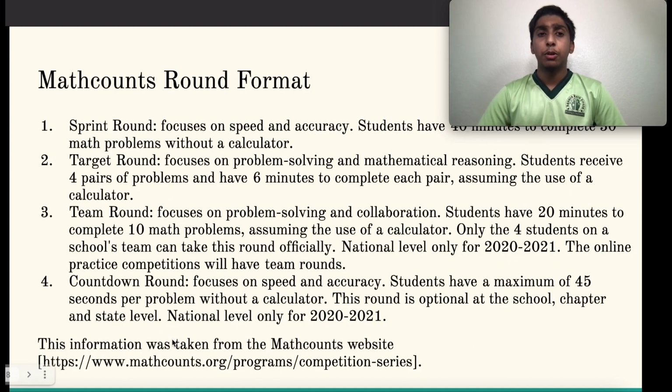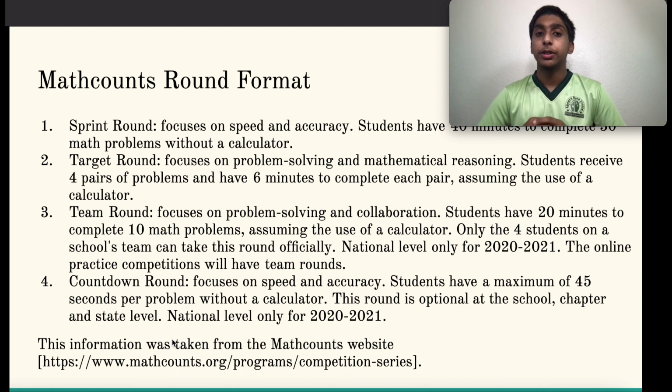So, MathCounts round format. The Sprint Round focuses on speed and accuracy. Students have 40 minutes to compete and do some math problems without a calculator. The Target Round focuses on problem solving and mathematical reasoning. Students receive 4 pairs of problems and have 6 minutes to complete each pair, assuming the use of a calculator.